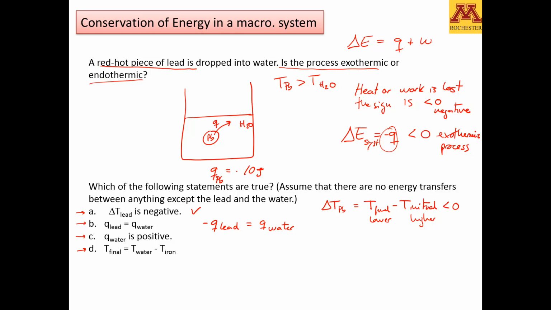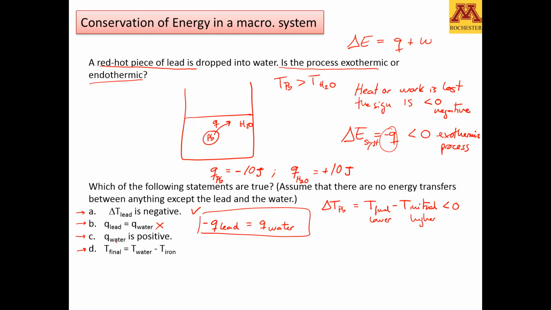the heat of lead would be negative 10 joules, and for conservation of energy, and there is no work, the heat of water would be positive 10 joules. That's a little bit what I'm trying to say here. They're only equal if you change the sign of one of them. So this is not exactly correct. Okay, there's a change of sign involved.